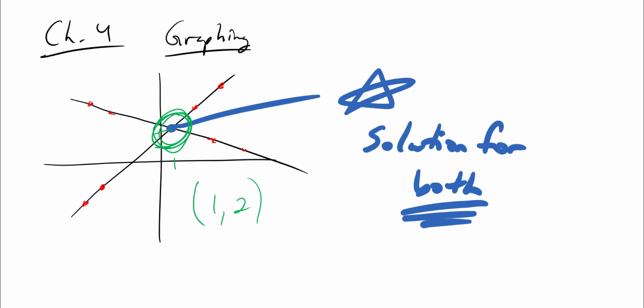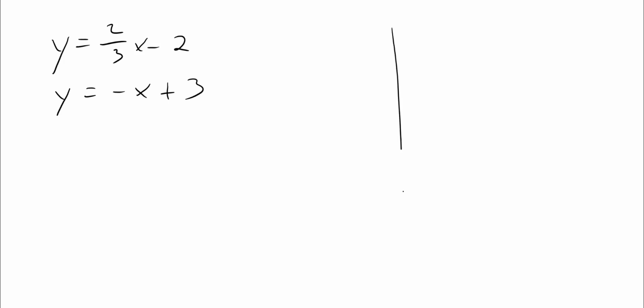Anyway, let's start with the first problem. If I give you y equals 2/3 x minus 2 and y equals negative x plus 3, I give you two equations, and you're just going to graph them both. I'm going to give you a little tip. If you have graph paper, that's a good thing. If not, you can just follow along here, that's cool too. Remember, you guys should know how to graph these.